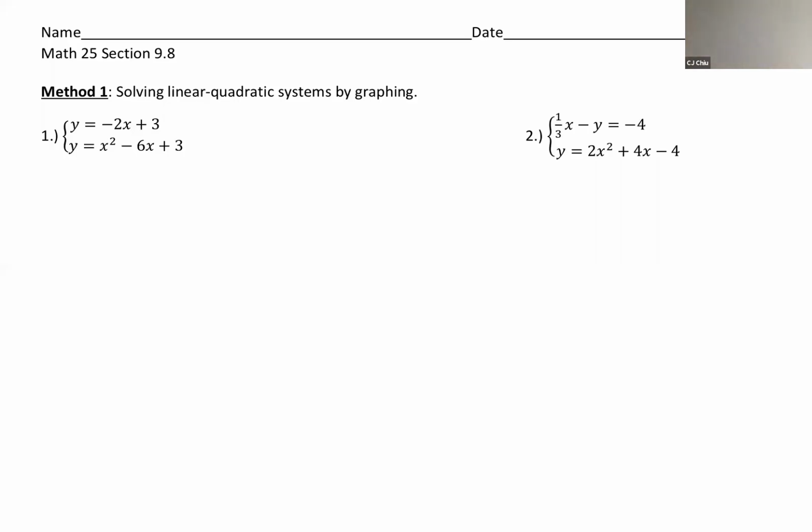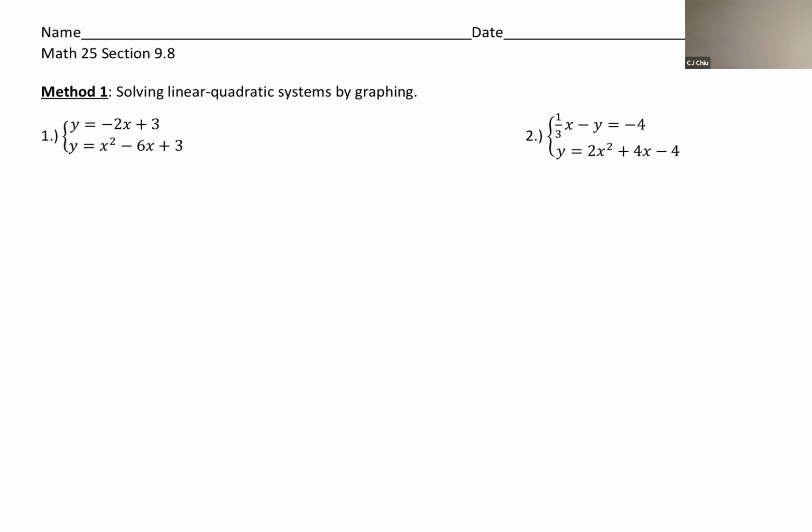So today we're going to talk about how to solve linear quadratic systems. Before, we've talked about linear systems, so two lines. Today we're going to talk about what happens when you have a line and a parabola. We're going to talk about how to graph and then how to do it by substitution.